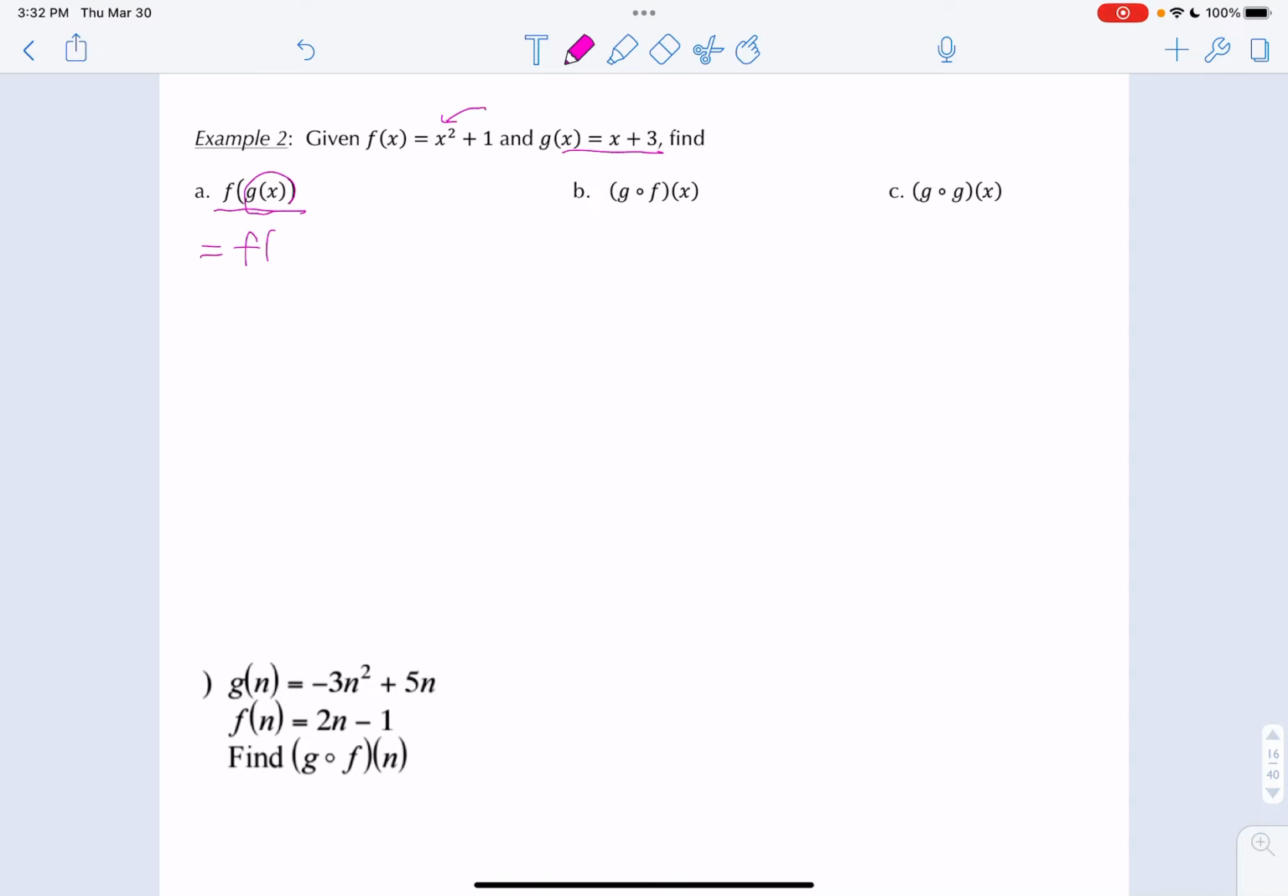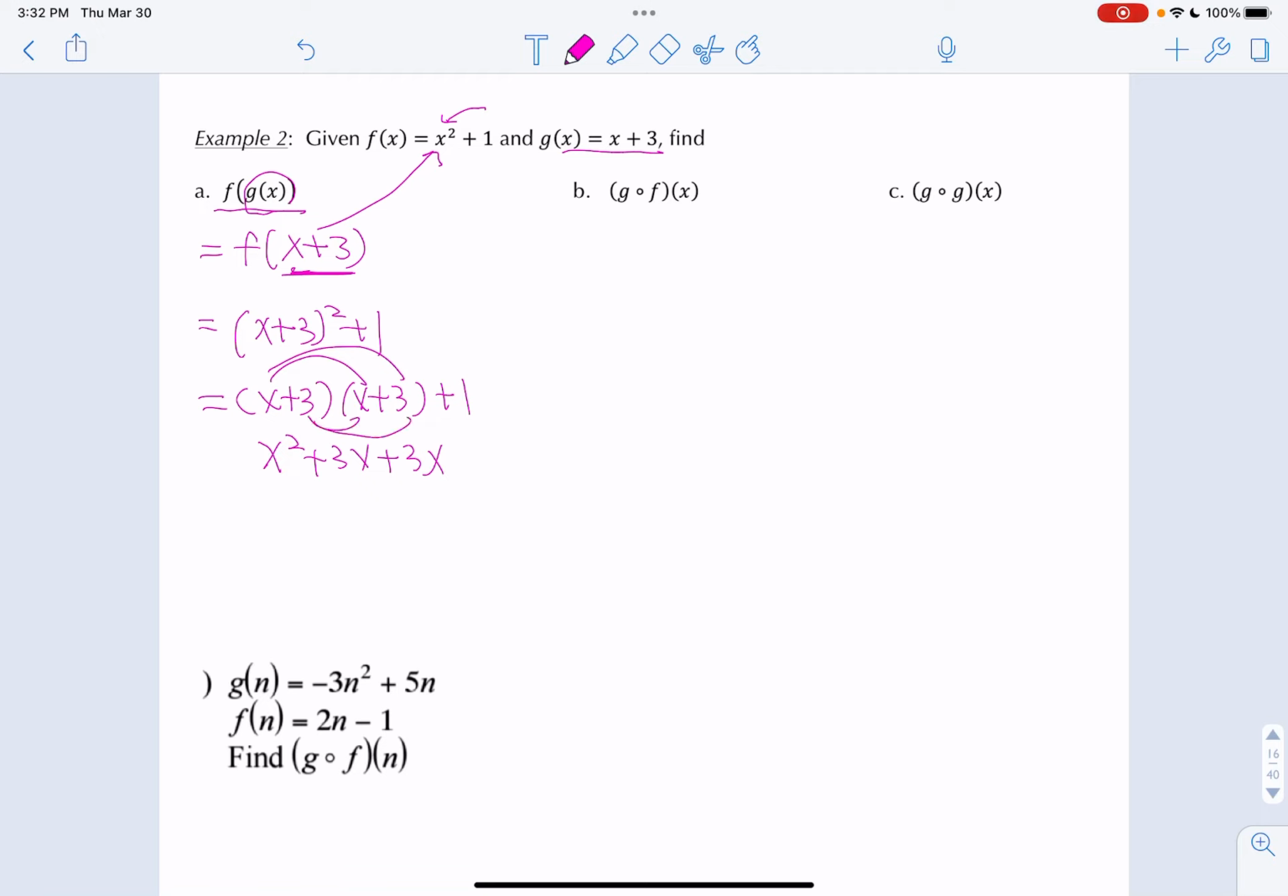So I will rewrite g(x), which is x plus 3, in the place of g(x), replace it like that. So that means x plus 3, you have to plug it into the x value here. So (x plus 3) squared plus 1. If you multiply, there will be (x plus 3) times (x plus 3) plus 1. You FOIL it, and then x squared plus 3x plus 3x, because you're doing this and this, plus 9 plus 1. Then x squared plus 6x plus 10.